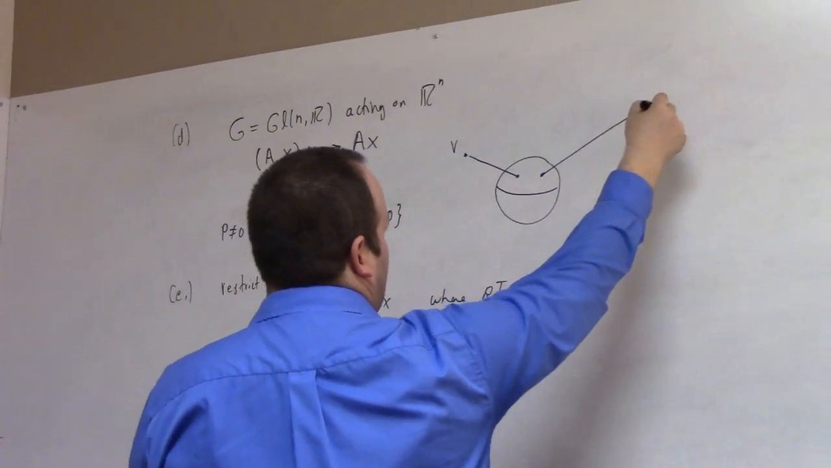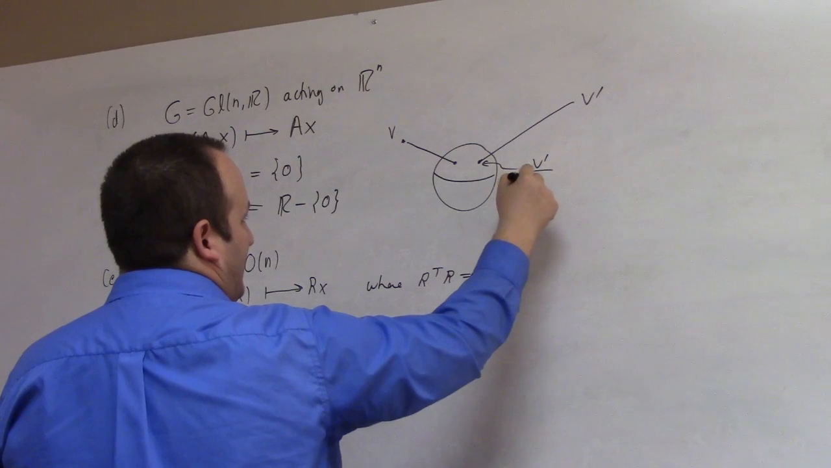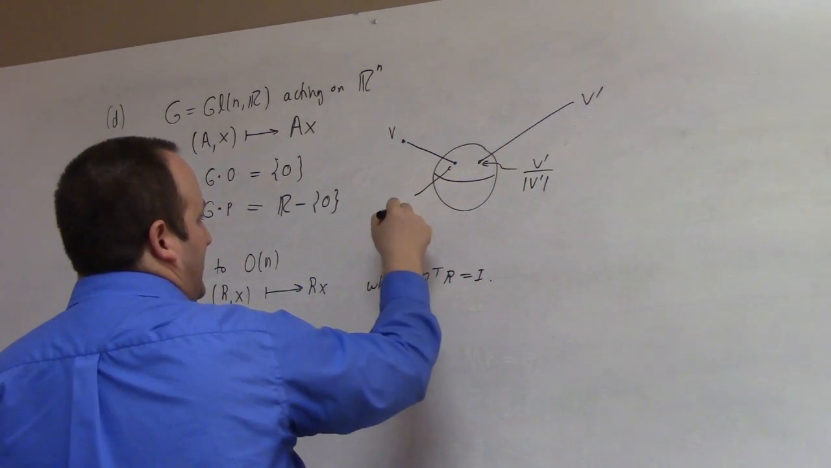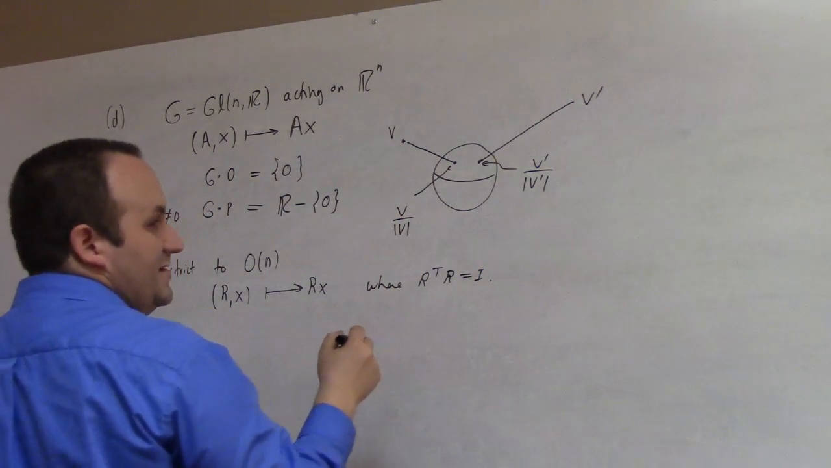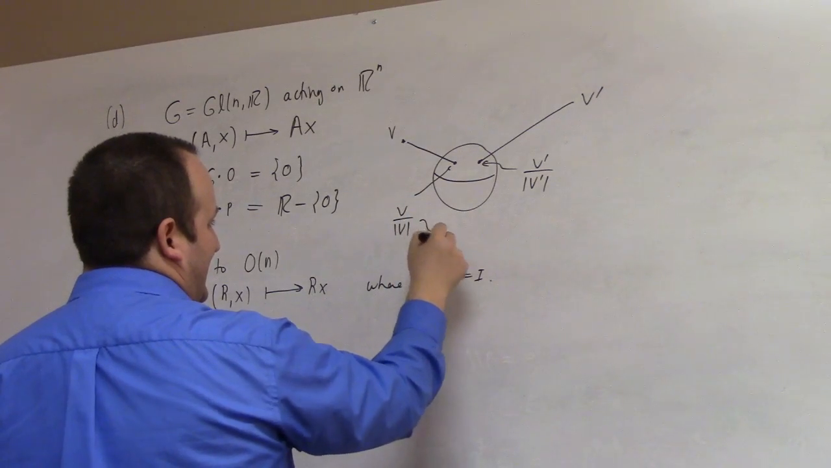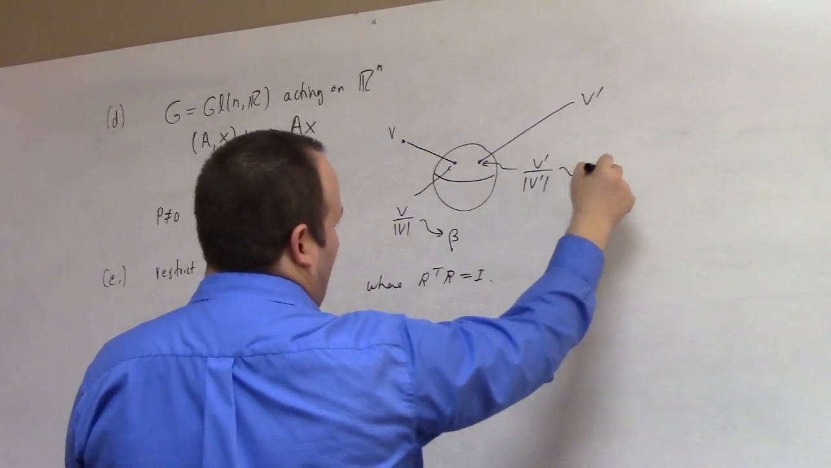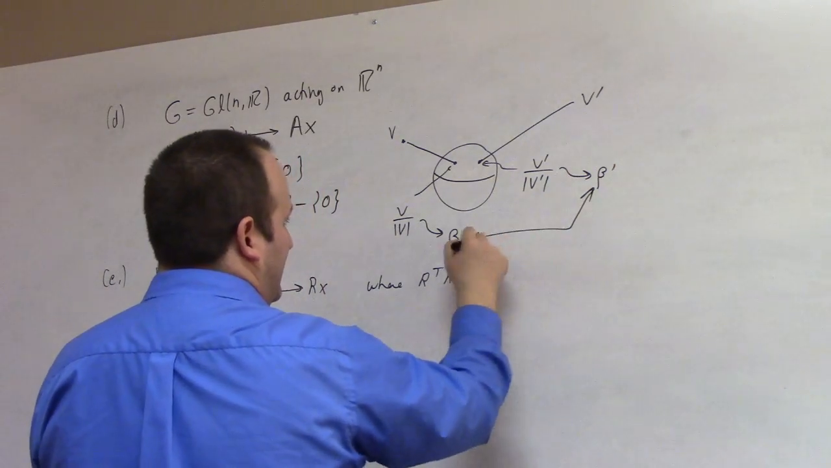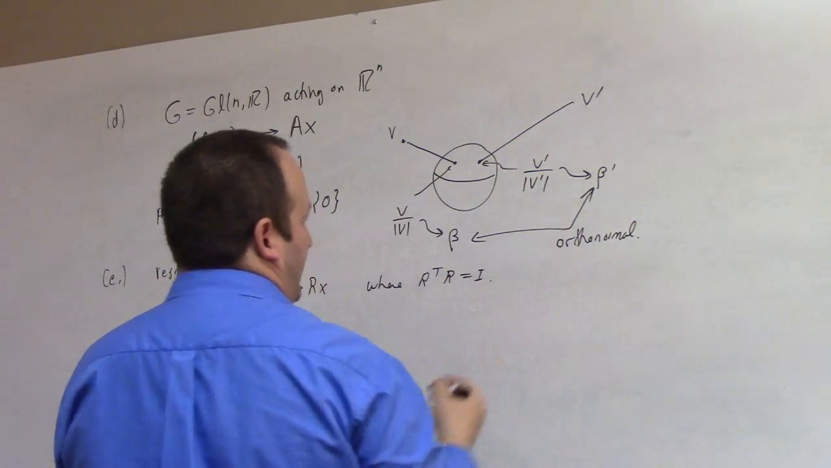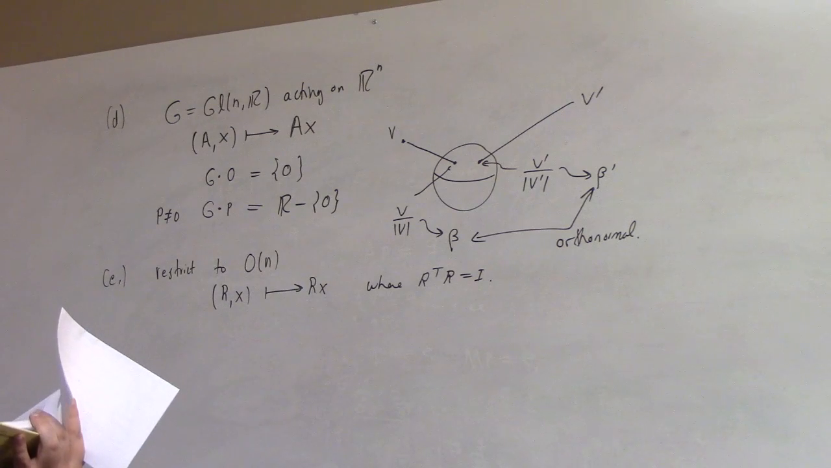So V prime, let's say. These points would be V prime divided by the length of V prime. And this point here would be V divided by the length of V. And what he says is, just take this and extend it to beta, and take this and extend it to beta prime, both orthonormal. Of course we can do this because we know the Gram-Schmidt algorithm, and we know about completing bases.